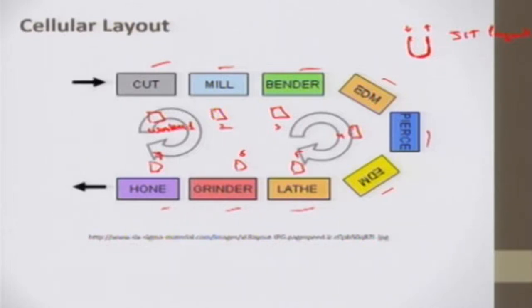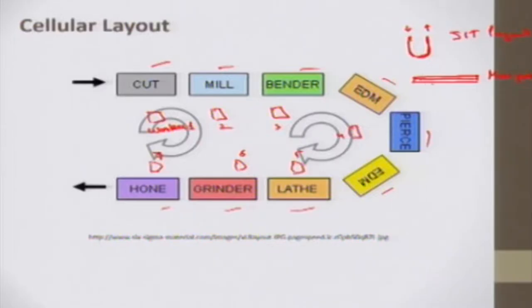The other kind of patterns are also there. There is a straight line pattern. In a straight line pattern, what is there? The cell is just straight. Straight line pattern is generally used when the products are produced in large quantities. So this is known as straight line production. This is for mass production. Though this is a cell, it has the properties of the process layout.